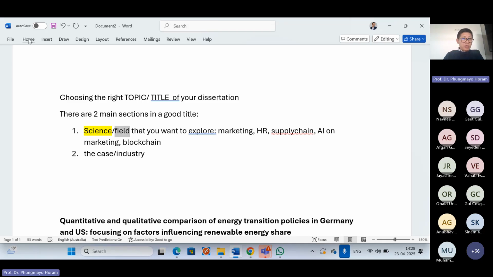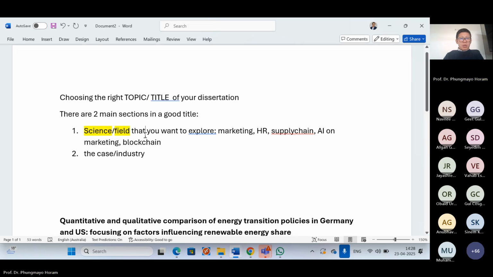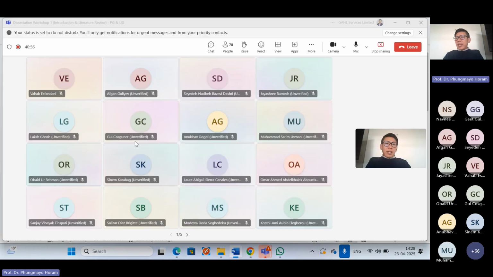The field that you want to explore. Now that's the science. Now the second question is, even if it's marketing, the way you do marketing for fast fashion will be different. Or let me ask the question to the public.